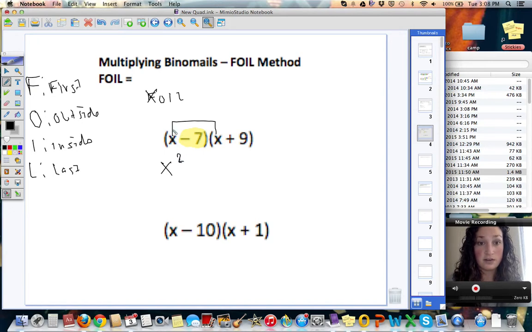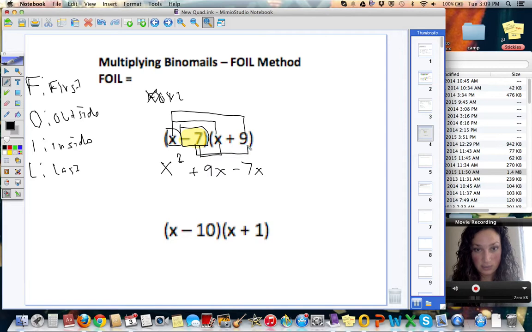And then this number times the outside. They're both outsides now. X times positive 9 is 9x. And now I'm done. So now I cover this one up and use this one, or I'm on I, inside. This one times this one, negative 7 times x is negative 7x. And then last, this is the last one in this term, and this is the last one in this term. Negative 7 times positive 9 is negative 63.